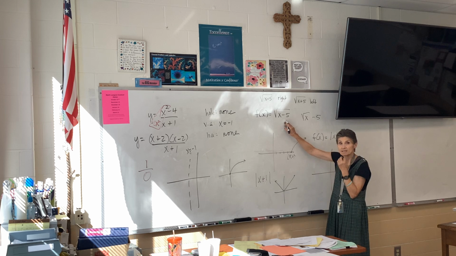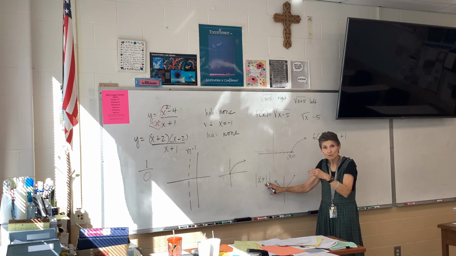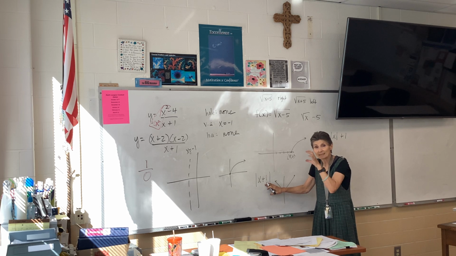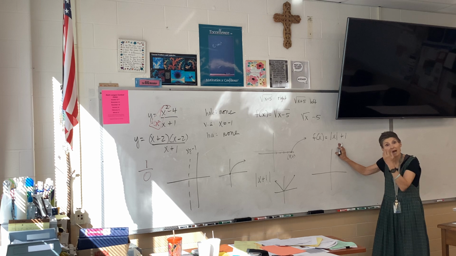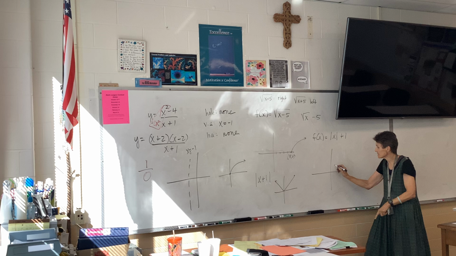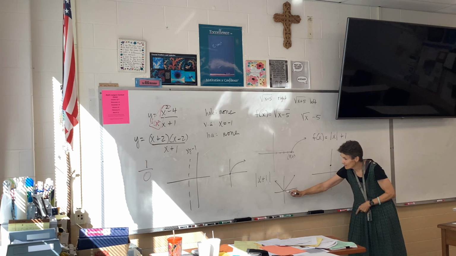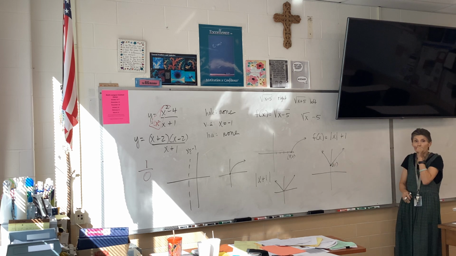This one was inside the square root. This one is inside the absolute value. When you're adding or subtracting inside, you're going sideways. Well, this one I'm not adding inside. This one I'm adding outside. Adding outside moves you up and down. Plus 1 means up 1. So my V is going to go up to this point, up 1, and then V from there.